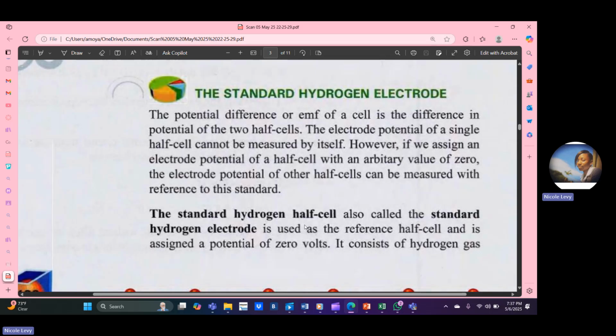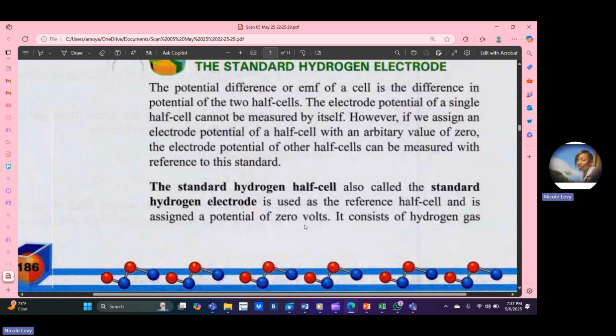So what happens is that we introduce a standard that is called SHE, the standard hydrogen electrode. This electrode has a potential value of 0. So if we connect, say, the zinc half cell to it, it can tell us how much electric current is being produced from the zinc half cell, because its value would have been 0. So any increase that we see would just be coming from the zinc half cell.